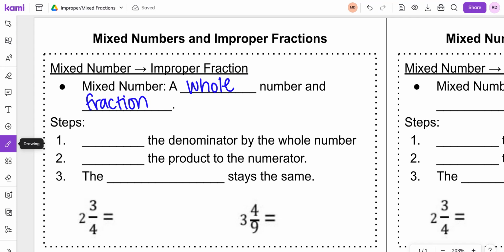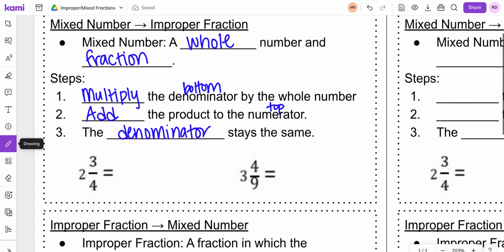To turn a mixed number into an improper fraction, we're going to follow 3 steps. Step 1, we're going to multiply the denominator by the whole number. A reminder, your denominator is the number on the bottom. Then we're going to add the product to the numerator. It's the number on the top. And the denominator will always stay the same. So let's do these couple of practice questions.